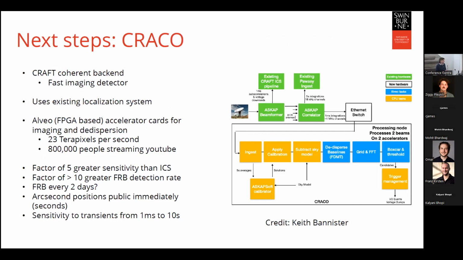So CRACO is the next step. This is the CRAFT Coherent backend. It's FPGAs. It's searching for FRBs at 23 terapixels per second. That's 800,000 people streaming YouTube at once. This provides a great increase in sensitivity with respect to the ASKAP ICS system, potentially a factor of 10 greater detection rate, an FRB every 2 days. We'll have arcsecond positions publicly available immediately, and we'll be sensitive to transients from 1 millisecond to 10 milliseconds.